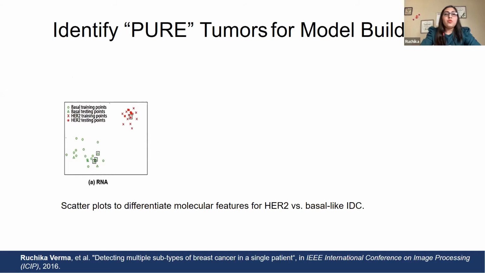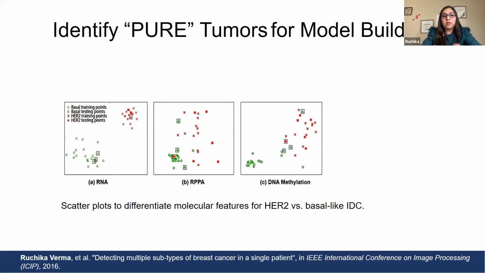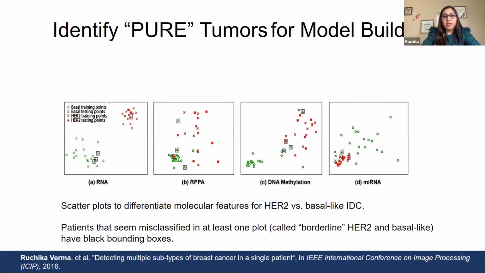Then we first tried to see if we can identify pure cases using molecular data. Here we created t-SNE plots to create a low dimensional representation of RNA-seq data, and we saw that there were clusters of basal and HER2 subtypes. But when we looked at the other modality of the data, for example RPPA, we didn't see clear clusters. We looked at the other molecular data as well, for example DNA methylation and microRNA. There, as we can see here in the DNA methylation, there was a cluster, but some of the patients were misclassified in the opposite clusters.